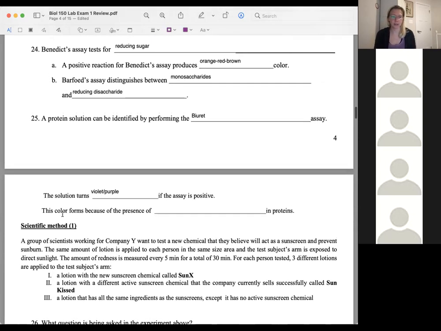And what is it that the solution is actually reacting to? It's the presence of what in the proteins? Bonds. Yeah, specifically the peptide bonds that link together those amino acids in proteins. That is what is being identified by this reagent, those peptide bonds.